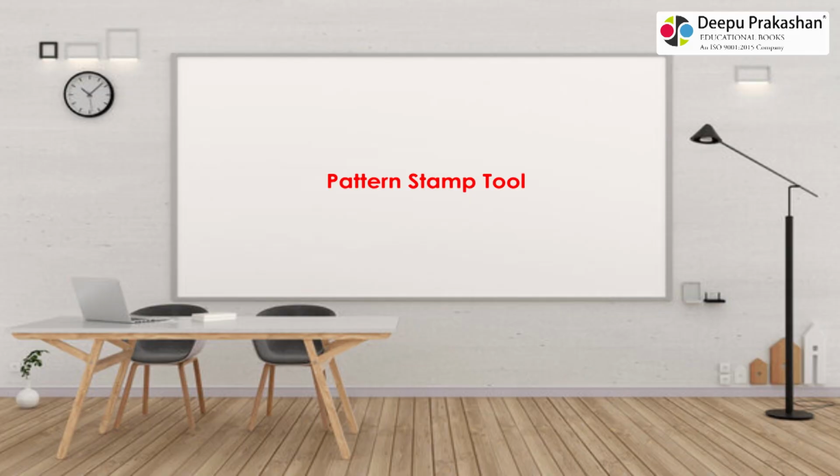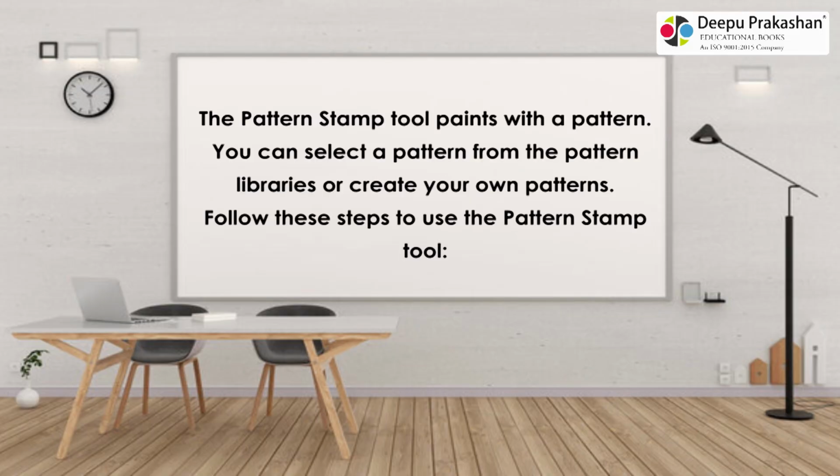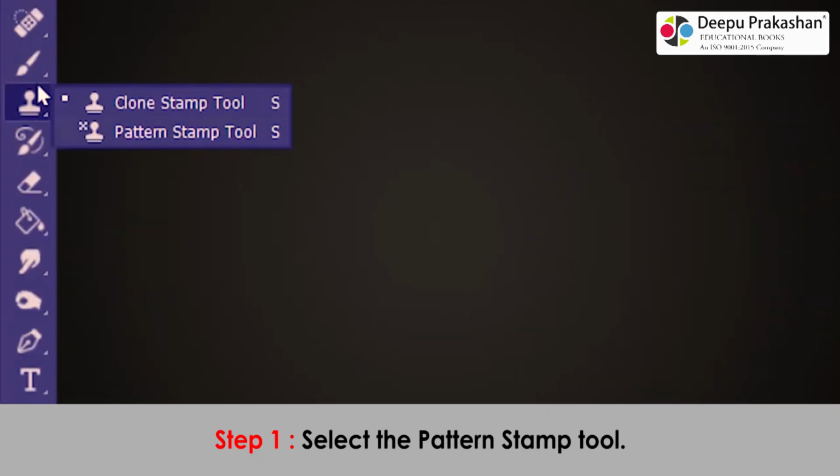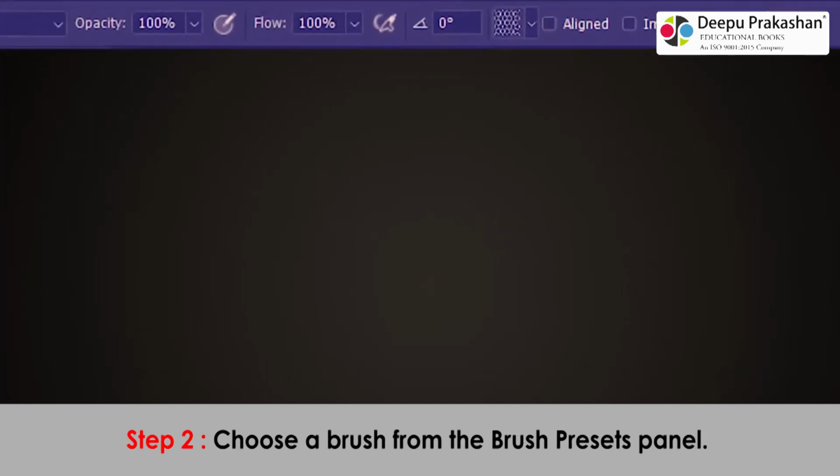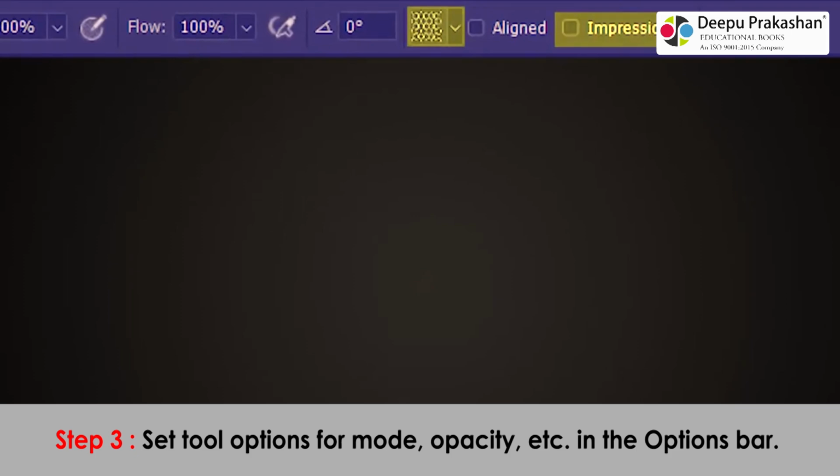Pattern Stamp tool. The Pattern Stamp tool paints with a pattern. You can select a pattern from the pattern libraries or create your own patterns. Follow these steps to use the Pattern Stamp tool. Step 1. Select the Pattern Stamp tool. Step 2. Choose a brush from the Brush Presets panel. Step 3. Set tool options for mode, opacity, etc.